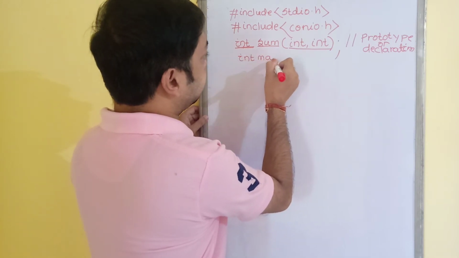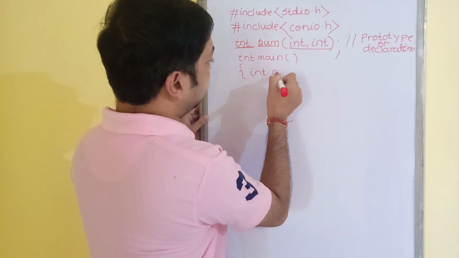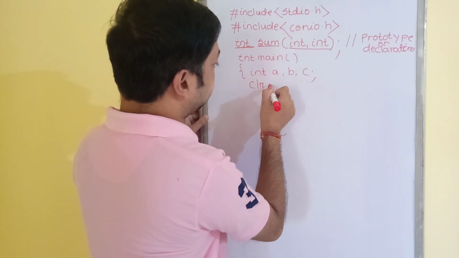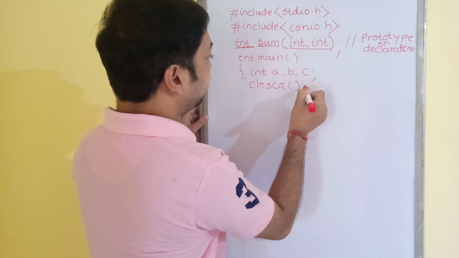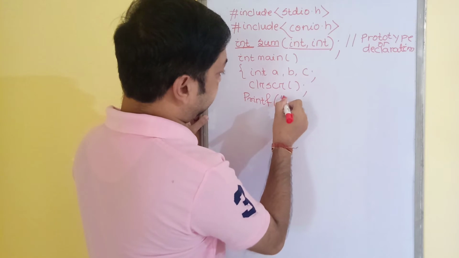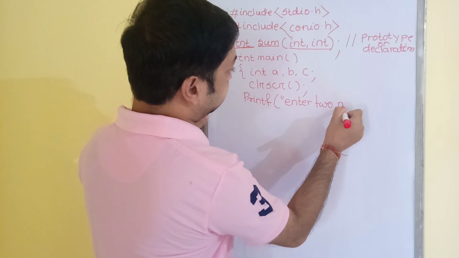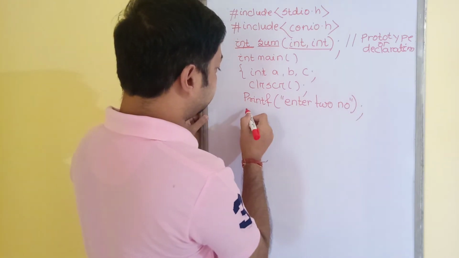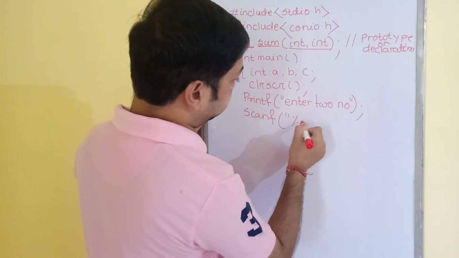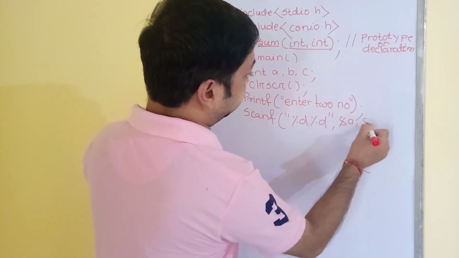It is int main. Now declare the variables as usual, that you are writing int a comma b comma c. Then just make clear screen. Okay. Now input two numbers in the usual way, that is printf, Enter two numbers. Then scanf, that is percentage d, percentage d. Now it is ampersand a comma ampersand b.